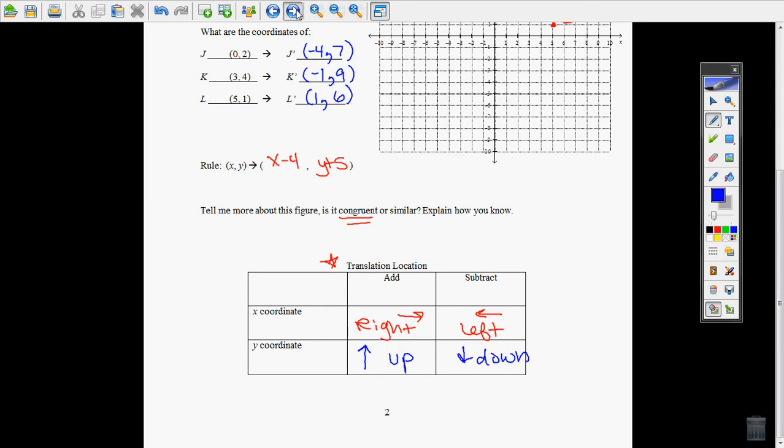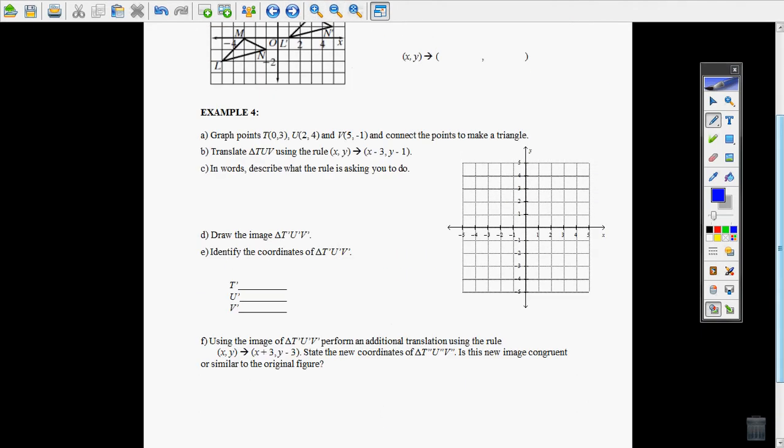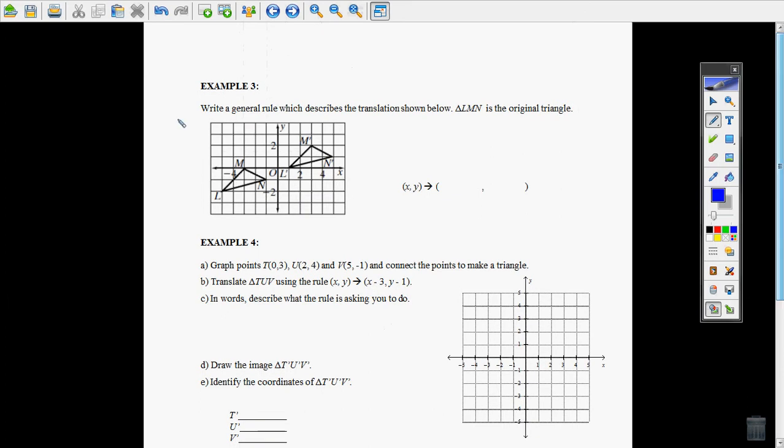All right, third page. It says here to write a general rule which describes the translation shown below. So again, we're just going to look at our points. You don't necessarily have to do all of them. If you want to double check, you can. But I would just pick 2 points and see what the rule is. Like, how did I get there?